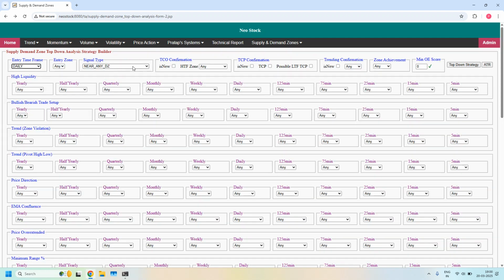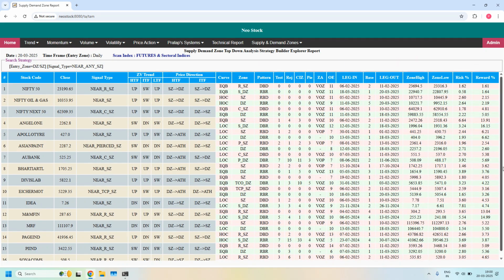Next, daily time frame, let us find the stocks near daily supply zones. We got 16 stocks. Let us identify high liquidity daily supply zones. NIFTY 50 is near a high liquidity daily supply zone and also has a high liquidity daily demand zone. The beauty of having both zones is that you may get trade opportunities on either side. Anyway, in stocks near daily supply zone, this is the first high liquidity zone.